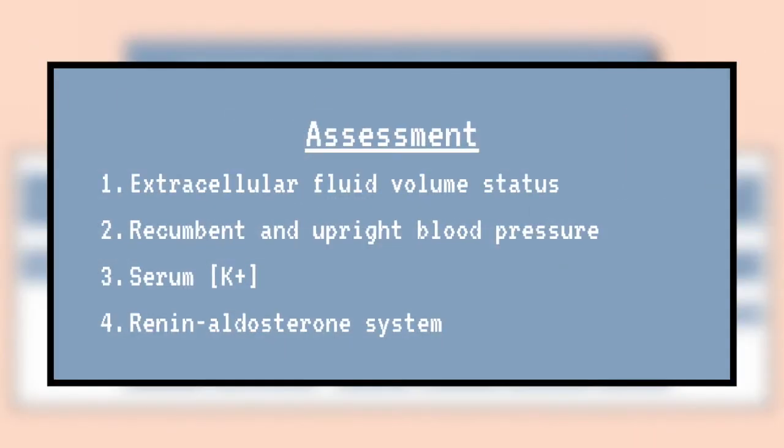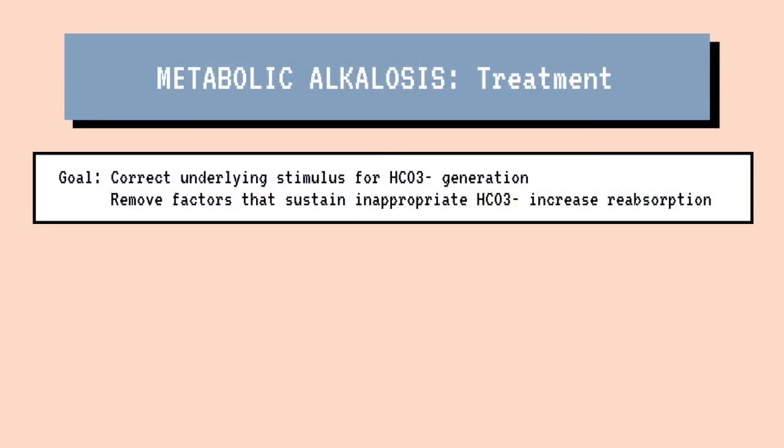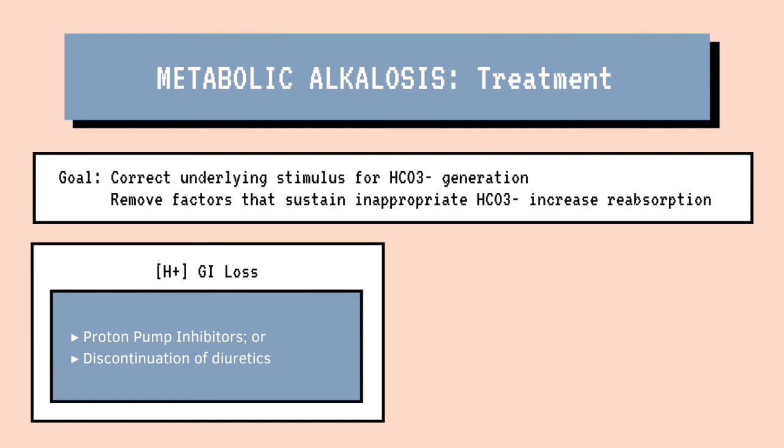With this, it is important to assess the extracellular fluid volume, recumbent and upright blood pressure, serum potassium, and renin-aldosterone system. Treatment of metabolic alkalosis is catered to correct the underlying stimulus for bicarbonate generation and to remove factors that sustain inappropriate increase in bicarbonate reabsorption. For the first goal, this can be done with hydrogen ion loss in the GI managed with the use of proton pump inhibitors or discontinuation of diuretics.